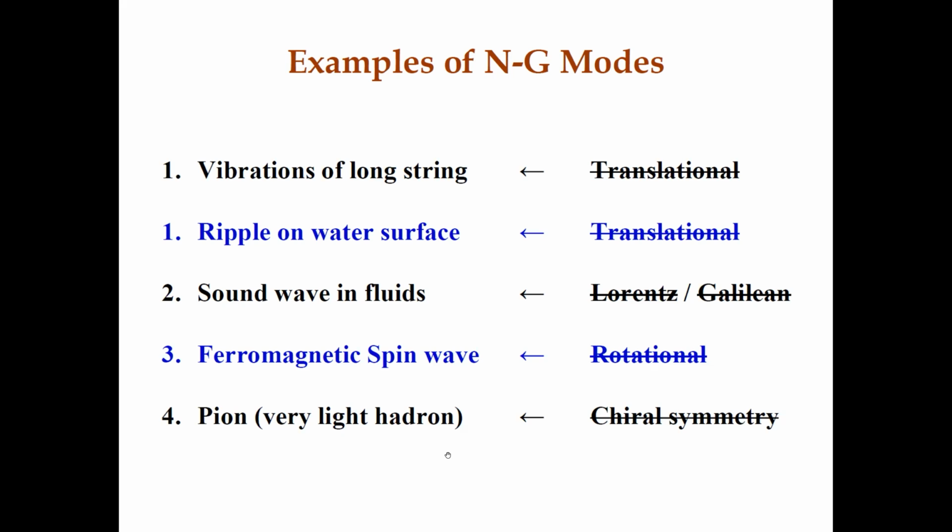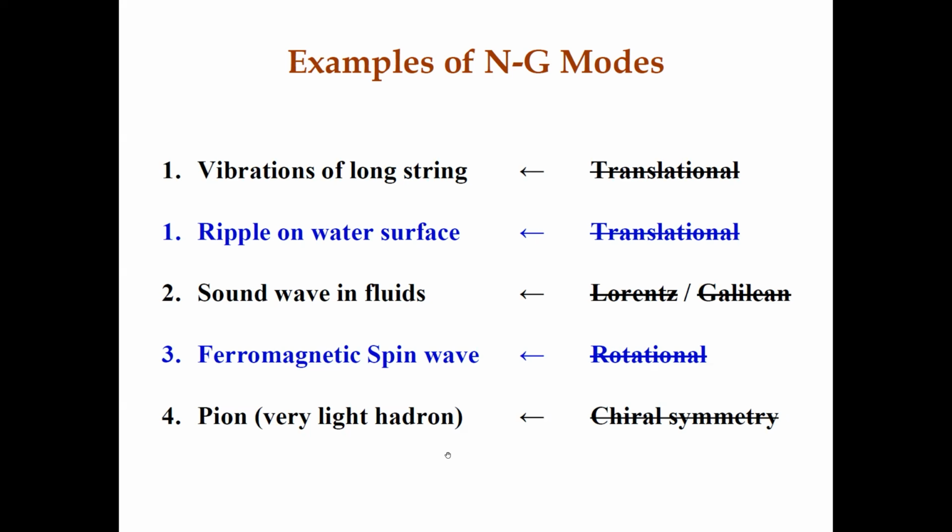So it's three different modes of vibration, because you have three different continuous global symmetries broken. And I already gave you the example of the ferromagnetic spin wave. This is because of the spontaneous breaking of the rotational symmetry.